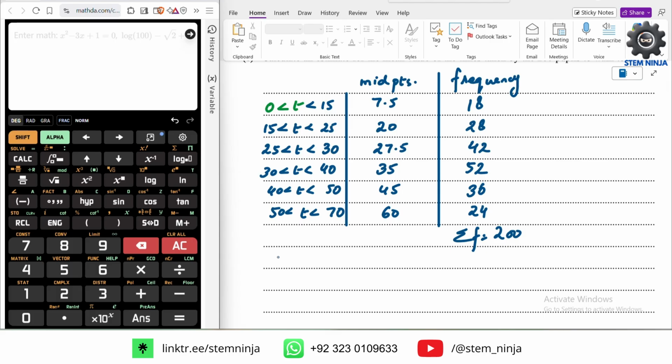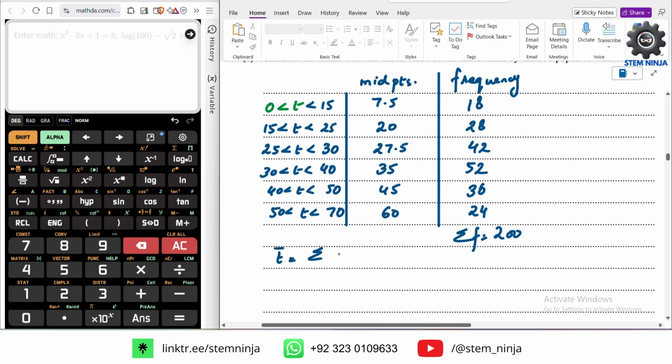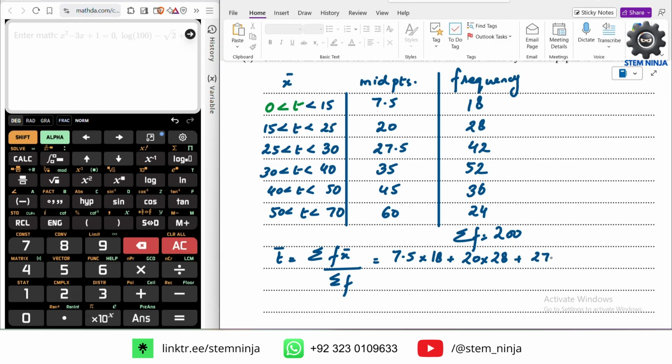Right. So now for the mean, we multiply the midpoints. Let's call them x bars, and the sum of f. So 7.5 times 18 plus 20 times 28 plus 27.5 times 42 plus 35 times 52 plus 45 times 36 plus 60 times 24, and then divided by 200.